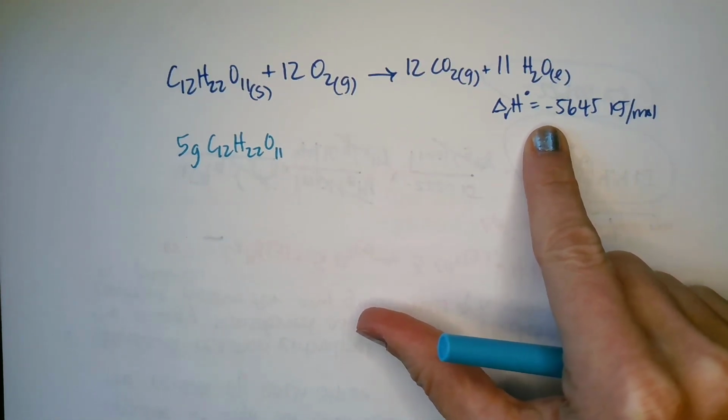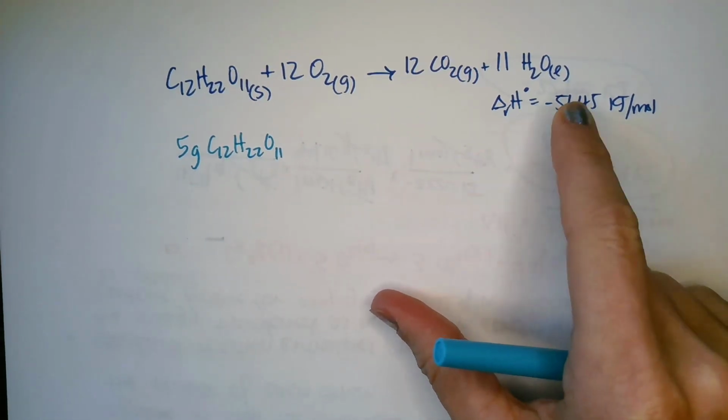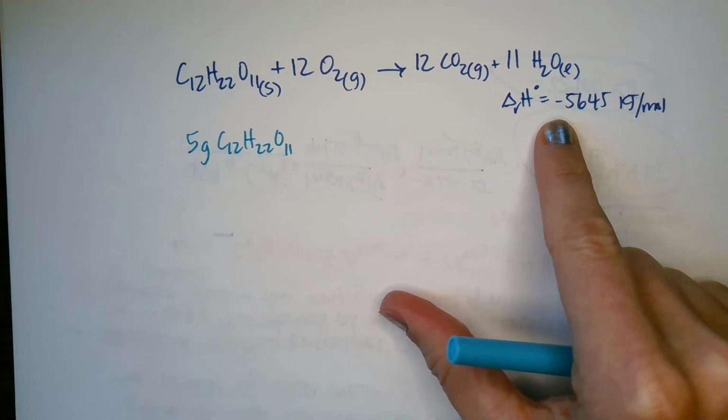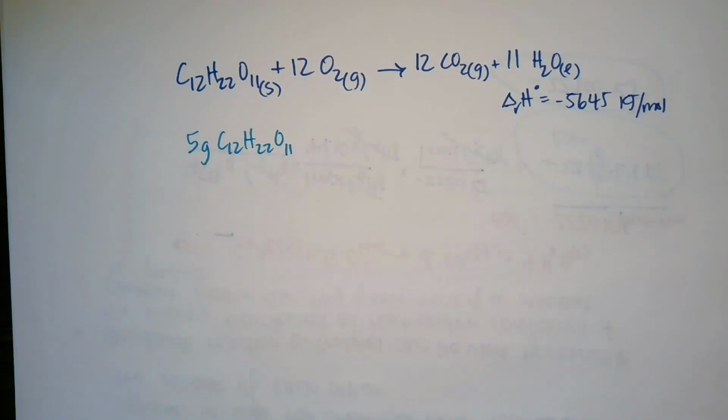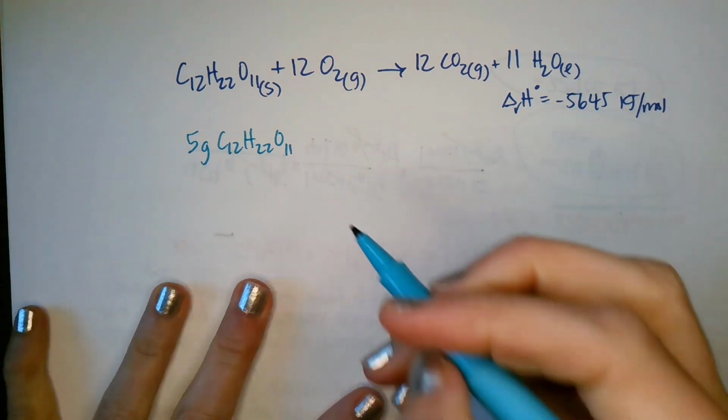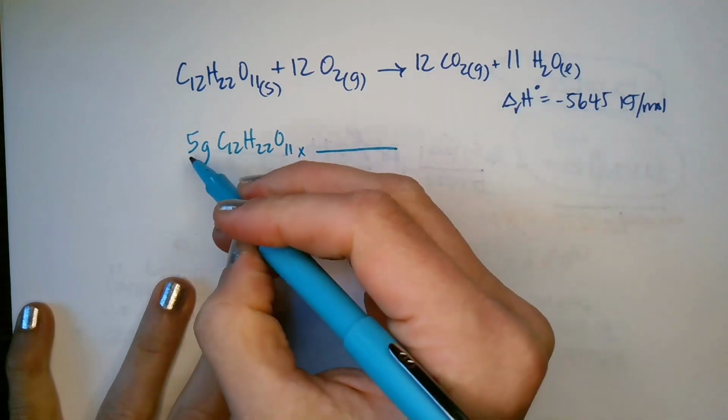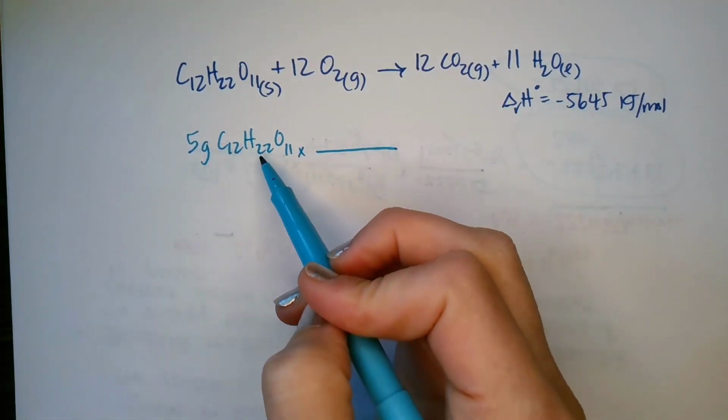And we're told that when we're burning, that's a negative enthalpy, telling me it's an exothermic reaction. So what if I had 5 grams? I don't have 1 mole of sucrose. I have 5 grams of sucrose. So I'm just going to figure this out.